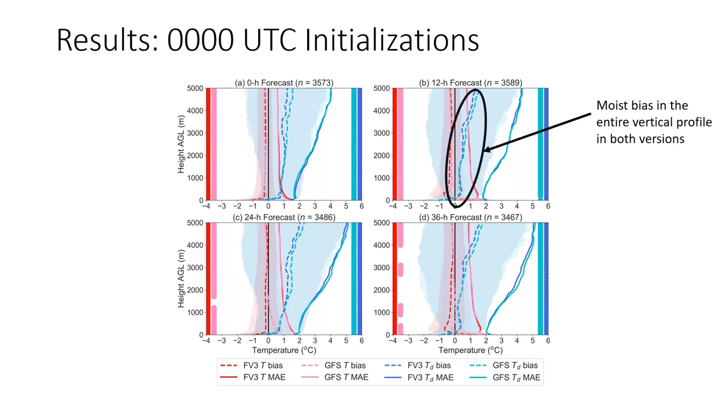There's a moist bias consistent with Hanesiak 2016 shown throughout the vertical levels. And sorry, I meant to mention this goes from 0 to 5,000 meters, and this is kind of up around ground level. So the moist bias is in the entire vertical profile in both versions of the GFS. In the FE3 version, there is a more significant cold bias at the 12 and 36 hour forecasts, and it goes up to about 1 degree Celsius.